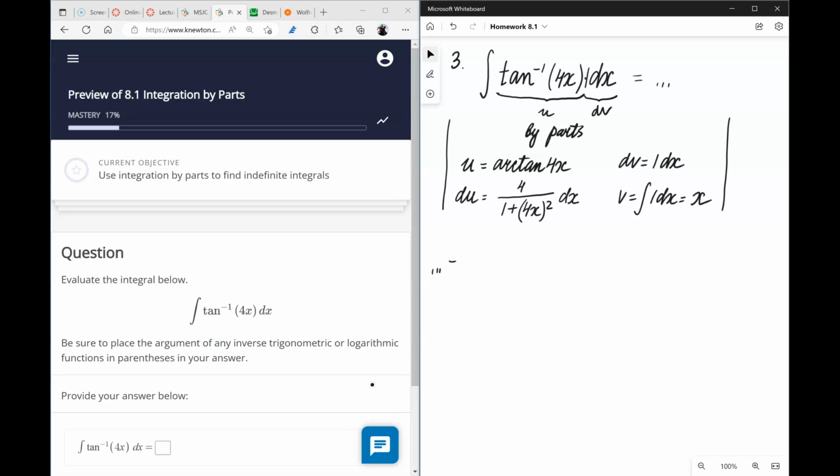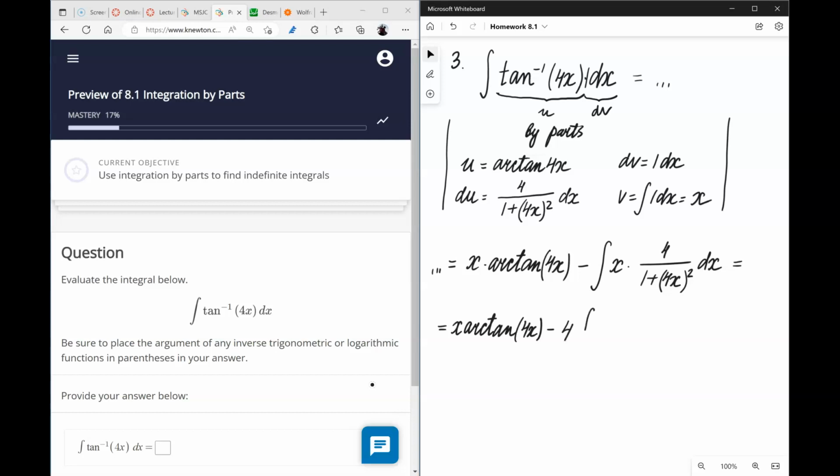Now I'm going to plug everything in. So here's my uv. So we're going to have x times arctan of 4x minus integral of v du. So here's my v, here's my du. And we're going to simplify it. There's nothing you can do with this x arctan of 4x. But here, I'm going to clean this up.